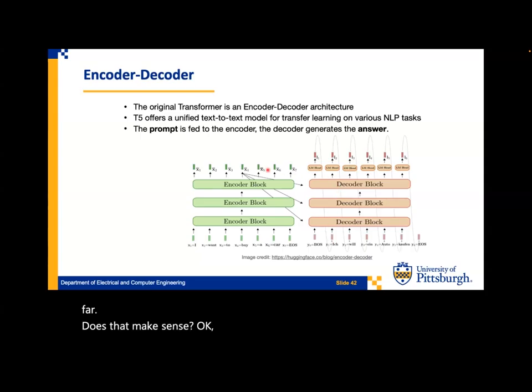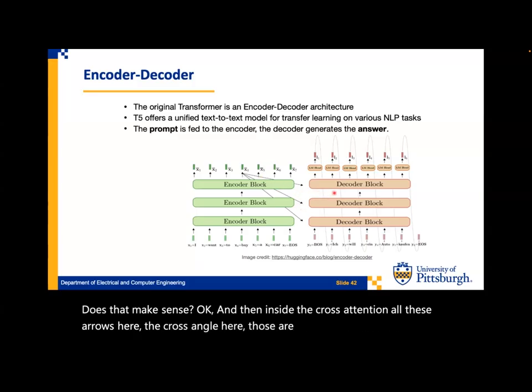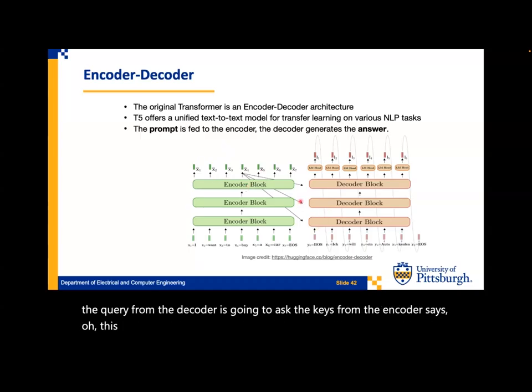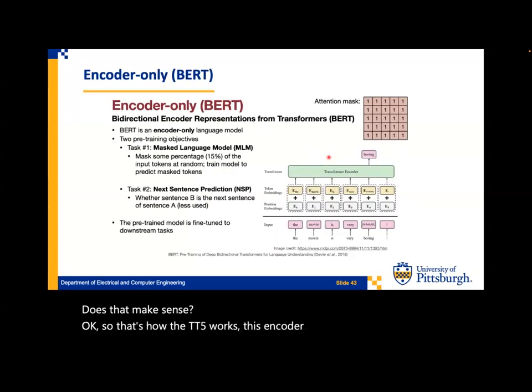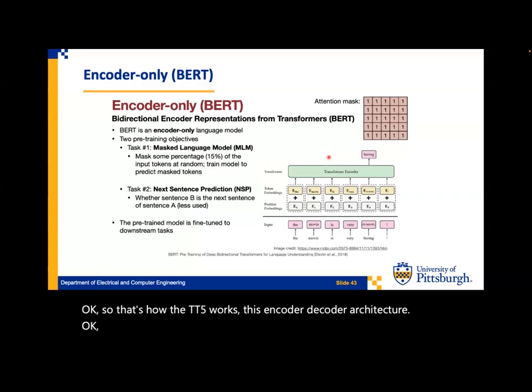And then inside the cross attention, all these arrows here, those are the cross attention. Basically, the query from the decoder is going to ask the keys from the encoder, says, oh, this is my German word. Which English words should I pay attention to to translate the next word? Does that make sense? Okay, so that's how the T5 works, this encoder-decoder architecture.